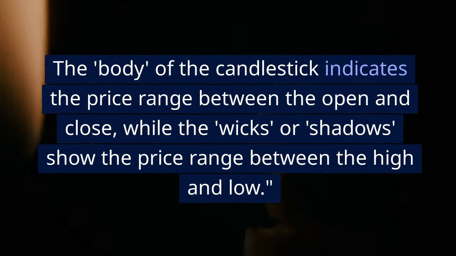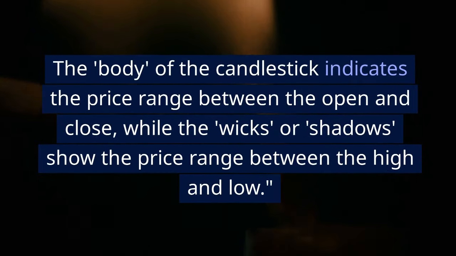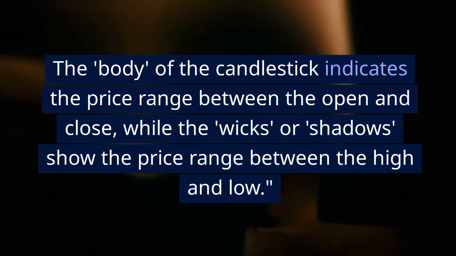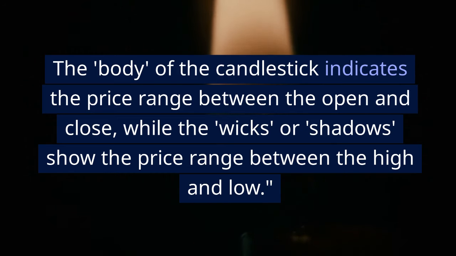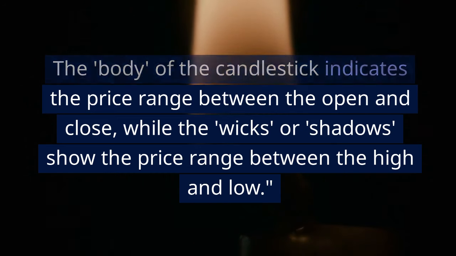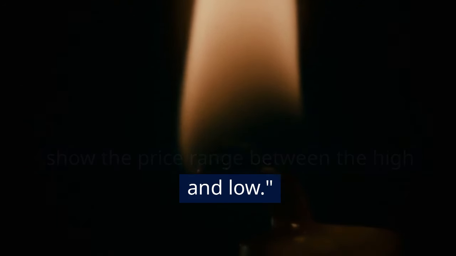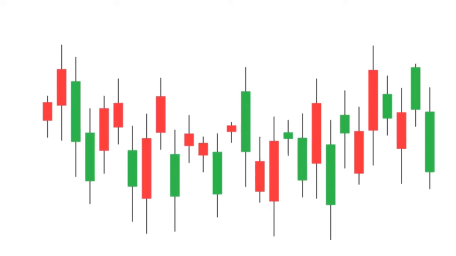The body of the candlestick indicates the price range between the open and close, while the wicks, or shadows, show the price range between the high and low. As you can see, the candlestick chart has different candle shapes: long body, short body, and wick components, long wicks and short wicks. We will discuss these shapes in coming lessons.